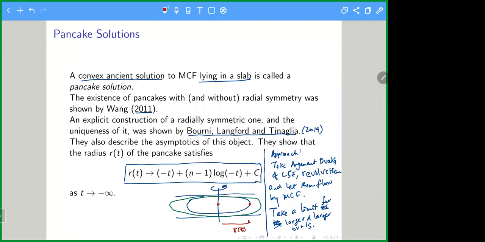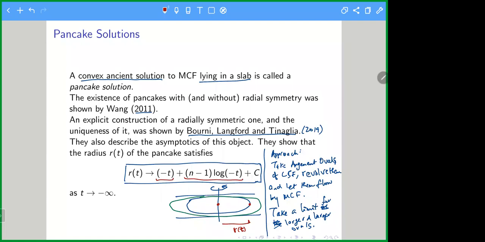As you look further and further back in time, you get an asymptotic equation for the radius of these pancake solutions. The highest order term is a linear term. The next term in the asymptotic expansion is a log term, and then lower order terms. As time goes to minus infinity, that lower order term just converges to a constant.